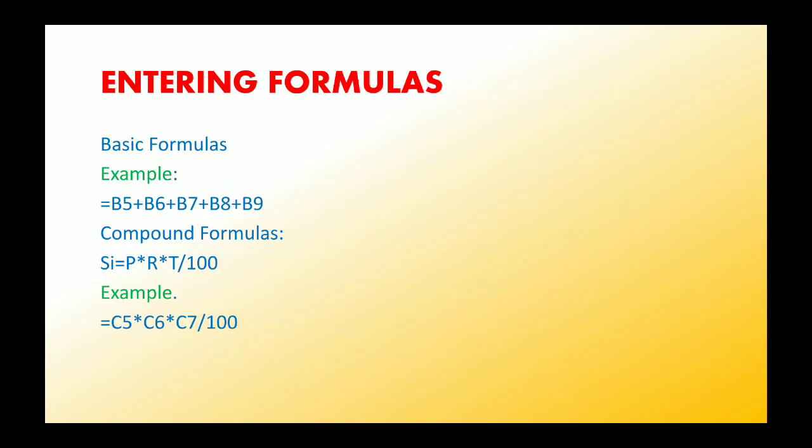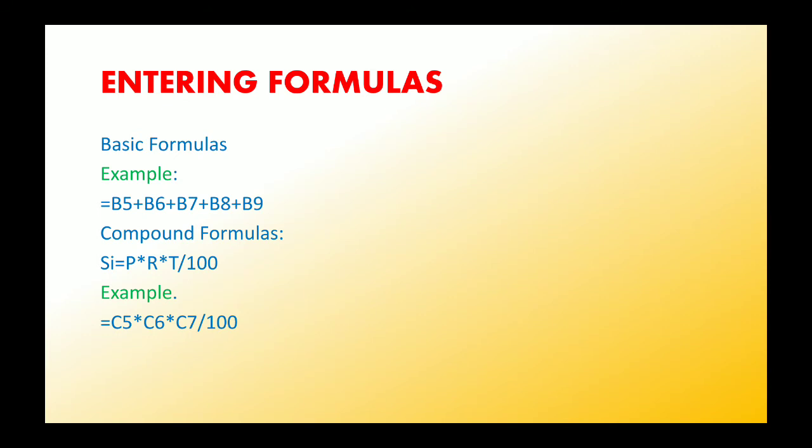Now entering formulas. As I have discussed earlier about formulas, what is a formula? A formula is a combination of cell references, arithmetic operators, and some parentheses also. So there are two kinds of formulas that we can enter in an Excel sheet. First is the basic formula. For example, you can see equal to B5 plus B6 plus B7 plus B8 plus B9. This is a simple or basic formula.